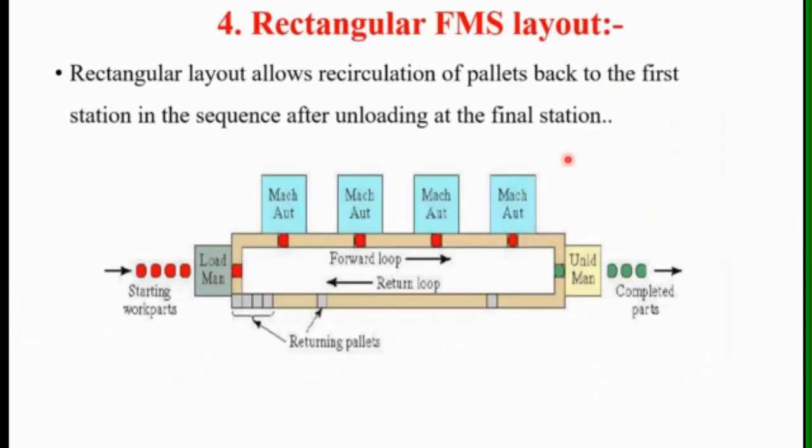Then rectangular flexible manufacturing system layout. This rectangular layout allows a recirculation of the pallets back to the first station in sequence after unloading at the final station. Here in this type of layout, we can see this is the starting point where these components are loaded. They go to these machines, perform operations, and finally are unloaded at this end. These empty pallets are again returned back to this loading station, returning pallets. So this type of layout is called rectangular flexible manufacturing system layout.